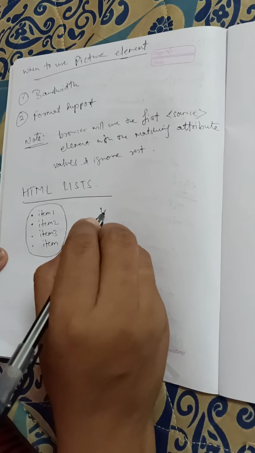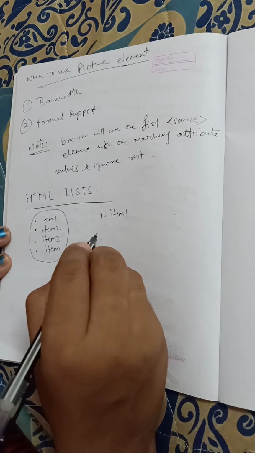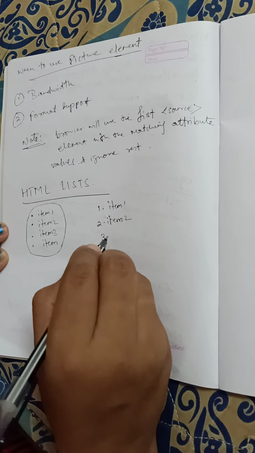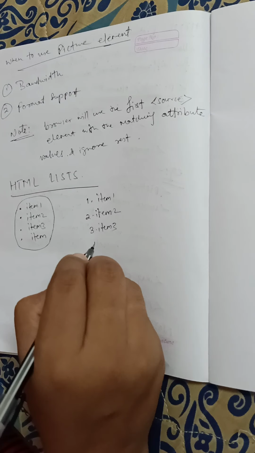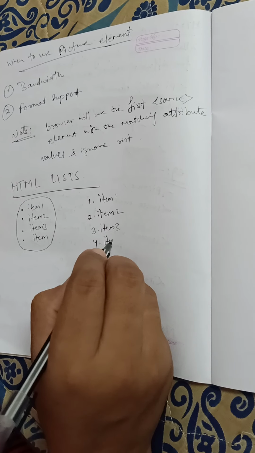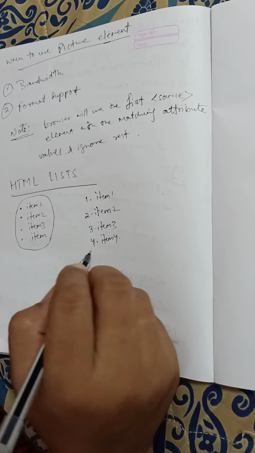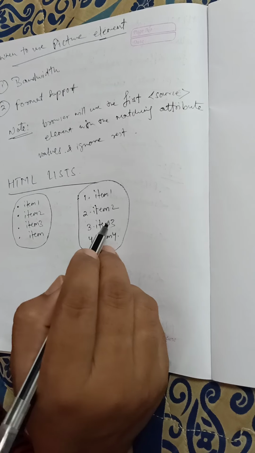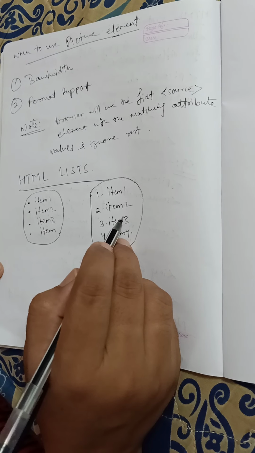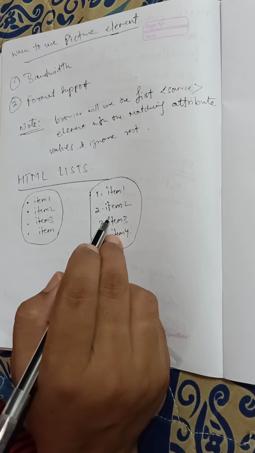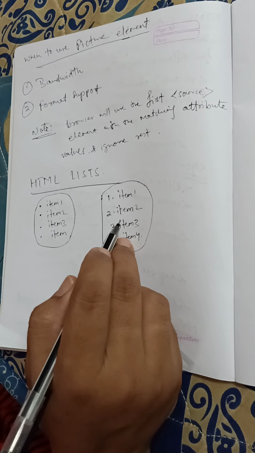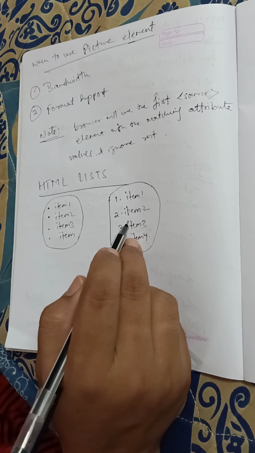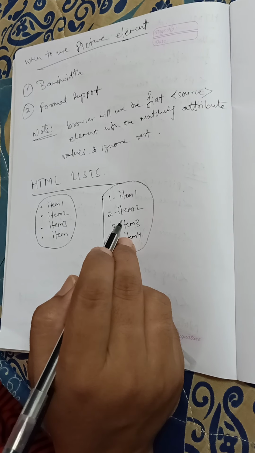Another type of list you must have seen like this: item 1, item 2, item 3, item 4. So this is also another type of list. This is one type, this one is another type. Okay, we'll be discussing about these things. What are these lists, how to declare them, what are they called, what are the tags which we use. We'll be discussing all those things.